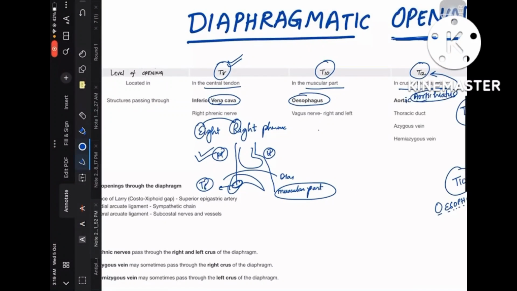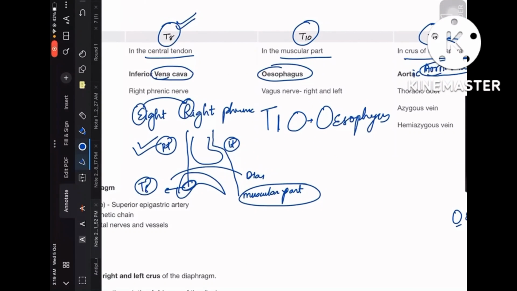Coming to T10. So remember T10, right? So 10 is having O, that is esophagus. That is 10 letters. And what is the cranial nerve 10, guys? That is vagus, right? So cranial nerve 10 is also here. Here the right and left vagus nerve, that is the right and left trunks of the vagus nerve, go.